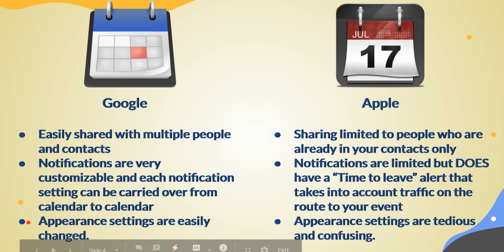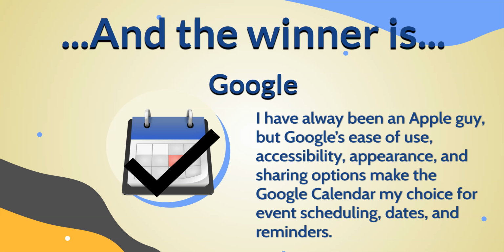As far as Google, the appearance settings are easily changed. You can go in, it has a lot more settings that you can apply. And as far as Apple, it seems like the appearance settings are kind of tedious and confusing as far as trying to change them. So now, I've always been an Apple guy, as I mentioned earlier, but because of Google's ease, the accessibility, how easy it is to use, the appearance, and all the different sharing options, I've gone to Google Calendar for my choice. That's kind of the winner for me.